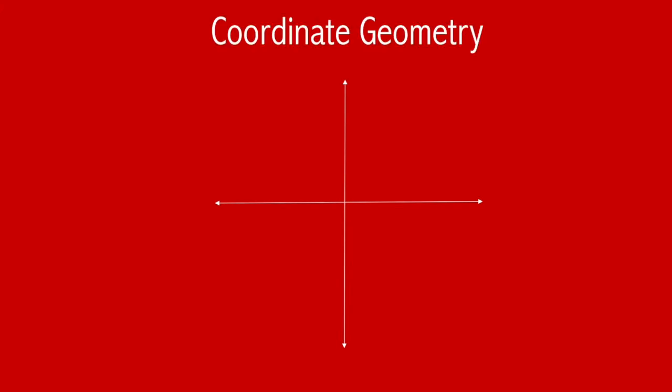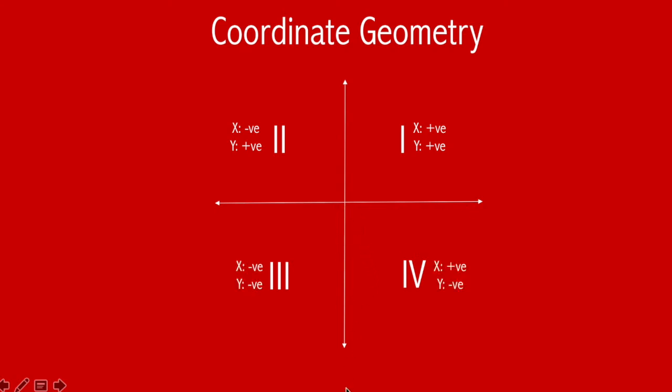So just a quick note, this is how you number the quadrants. That's the first quadrant, that's the second quadrant, that's the third quadrant, that's the fourth quadrant. So you're going anti-clockwise, and in the first quadrant both x and y are positive. Positive x-axis, positive y-axis. Second, x is negative but y is positive. Third, x is negative and y is negative. Fourth, x is positive and y is negative, right?